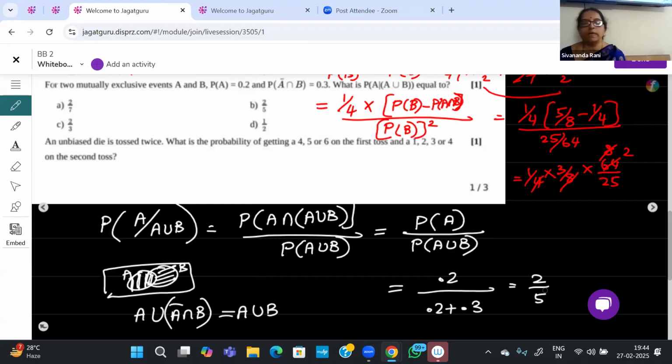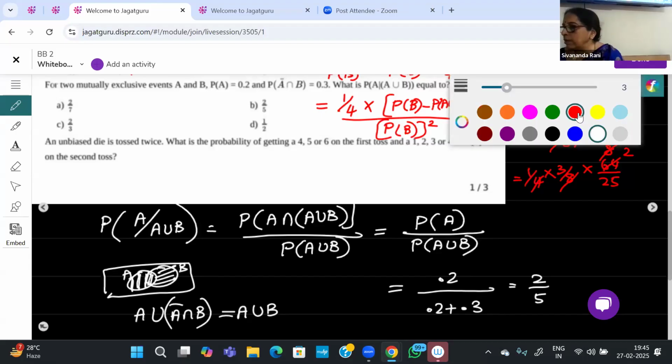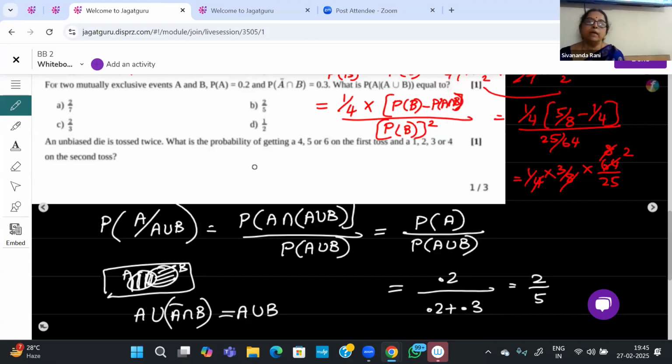That's it. An unbiased die is tossed twice. What is the probability of getting 4 or 5 or 6 on the first toss and a 1, 2, 3, 4 on the second toss? Okay. Who can tell me this?